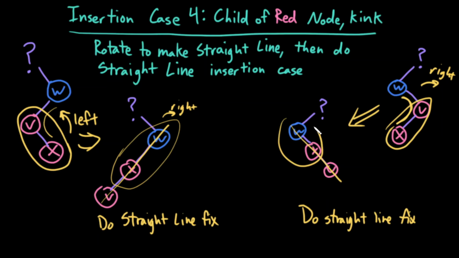So remember, I would do a left AVL rotation on the parent and the grandparent. And then I would recolor. So now we've covered all theoretically possible scenarios in which we could insert a new node, and we've found out how exactly we can fix our red-black tree to maintain the red-black tree properties.